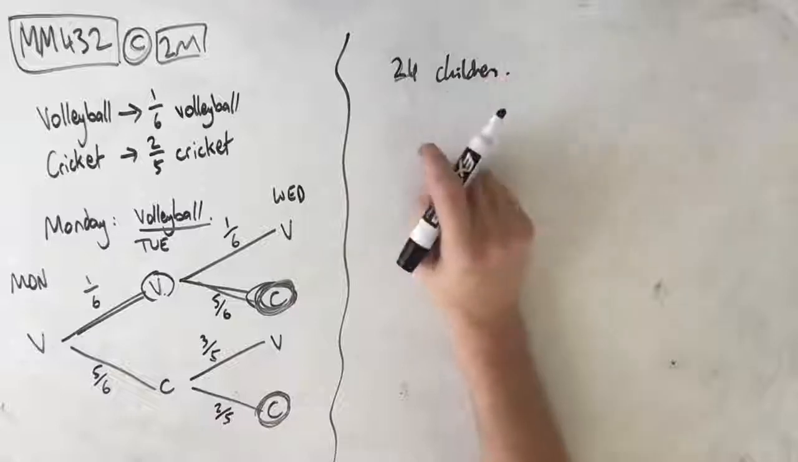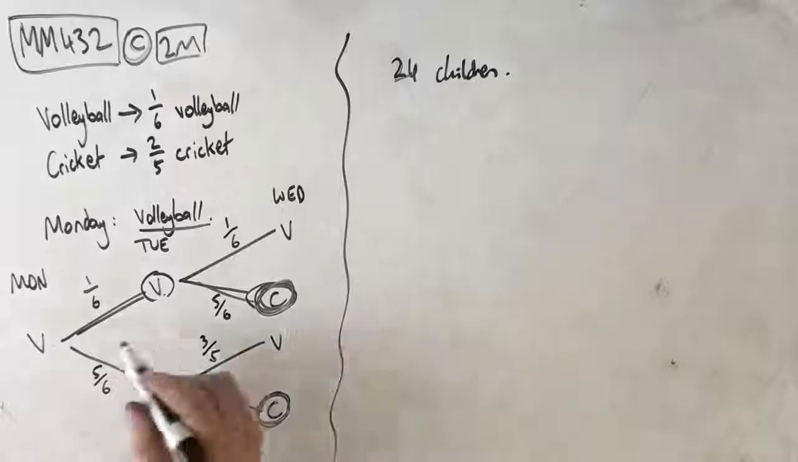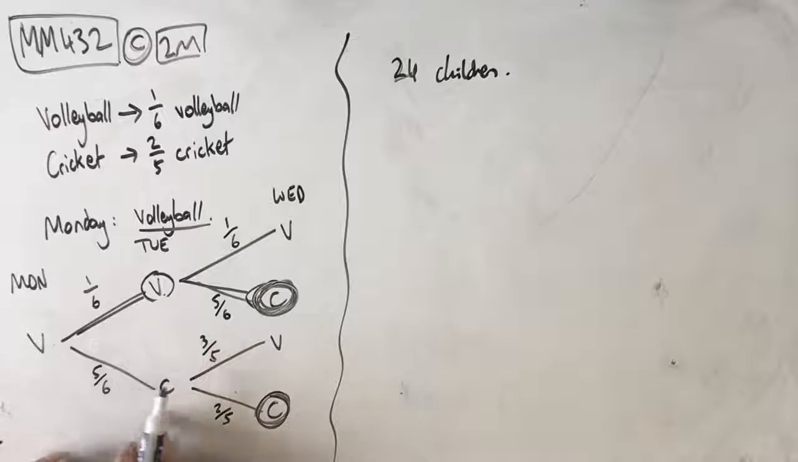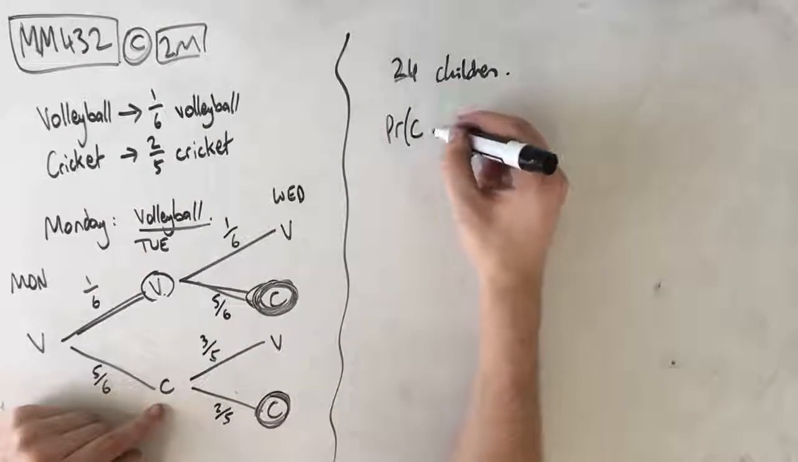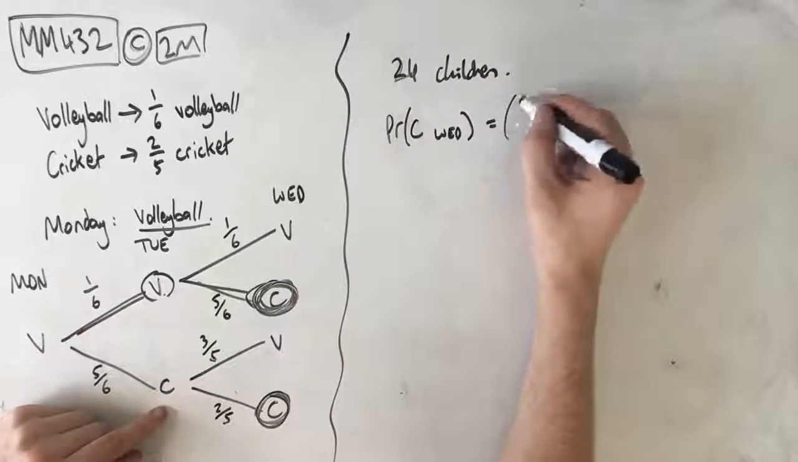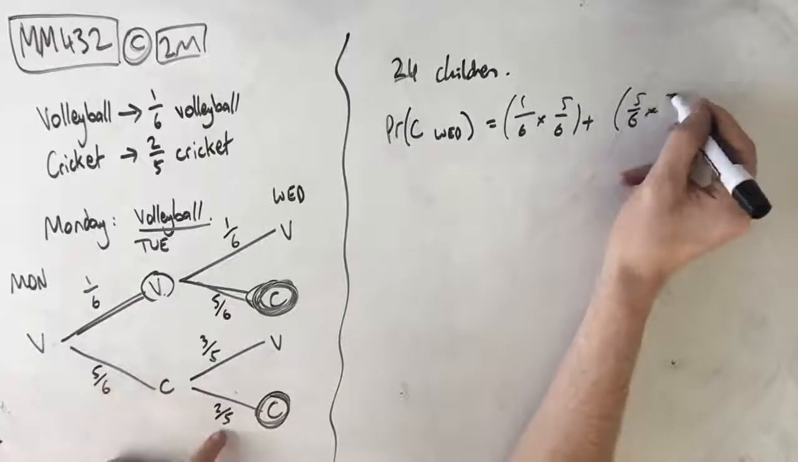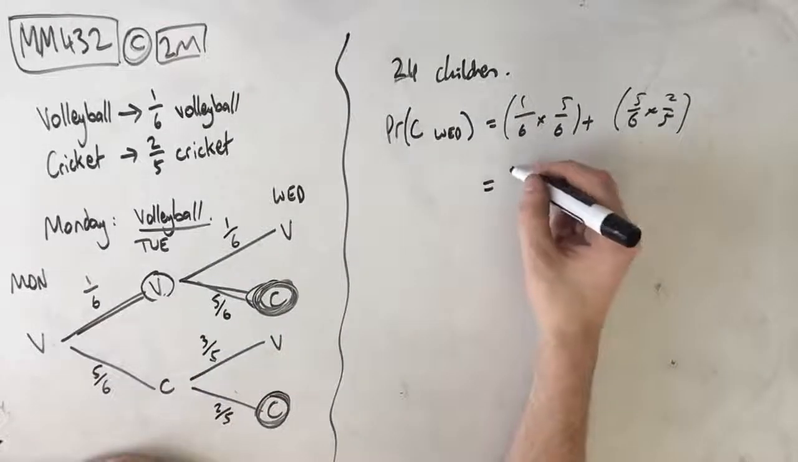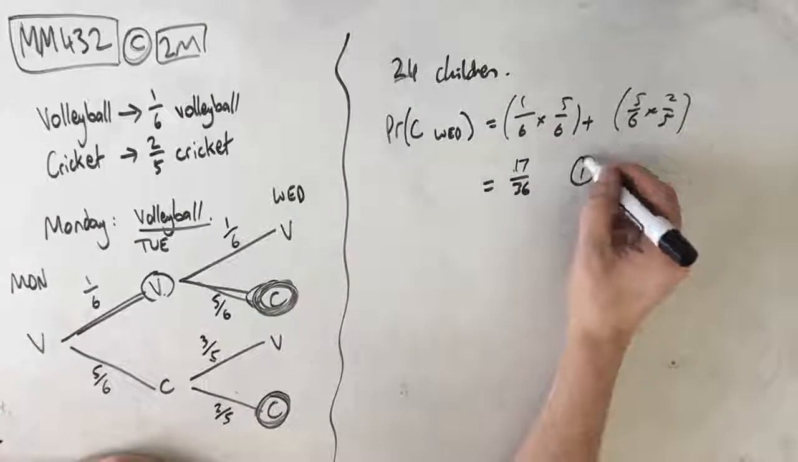All right, awesome. So we need to figure out the probability of any one of them playing cricket on the Wednesday of the holidays, which is, again, this path and this path. Okay, so they can play volleyball on the Tuesday and cricket on the Wednesday, or cricket on the Tuesday and cricket on the Wednesday. So the probability that cricket is played on the Wednesday by any child, regardless of this 24, we're not dealing with that yet, is 1 in 6 times 5 in 6 plus 5 in 6 times 2 in 5, right? Because it's this path and this path for the cricket on the Wednesday. This is equal to 17 on 36, which is our first mark.